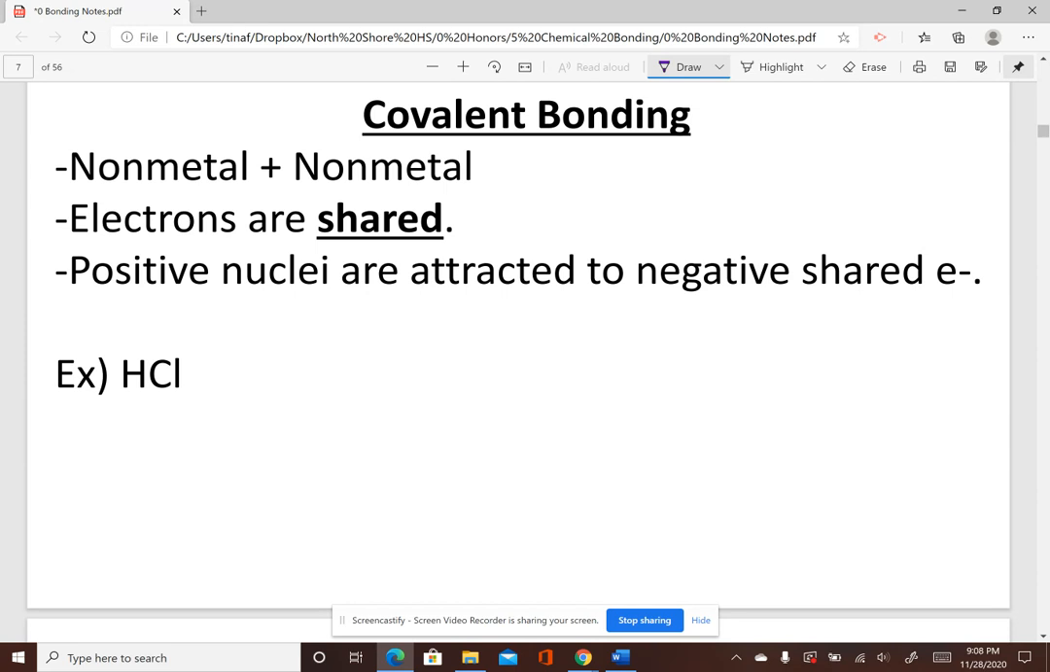Okay, so let's look at this example here. To draw a Lewis dot diagram for a covalent bond, let's start with chlorine. Chlorine has 1, 2, 3, 4, 5, 6, 7 valence electrons, right? So now hydrogen has 1 valence electron. So I see that chlorine has this one single electron on the left side. There's this one open space for bonding to occur.